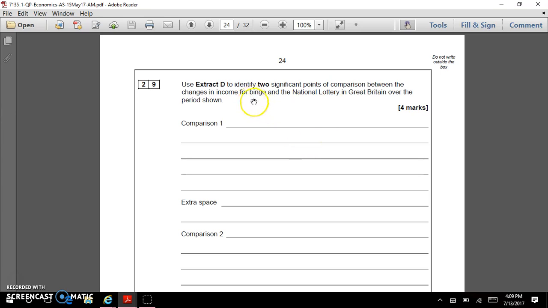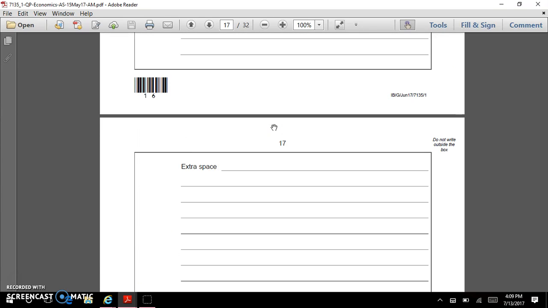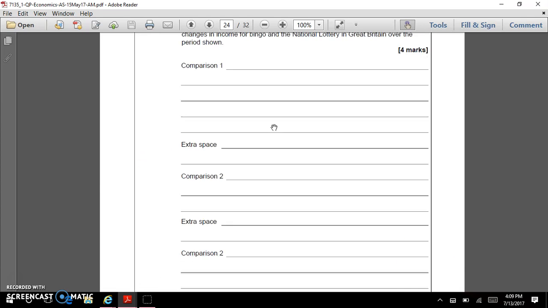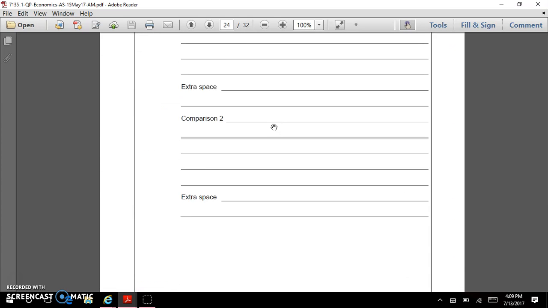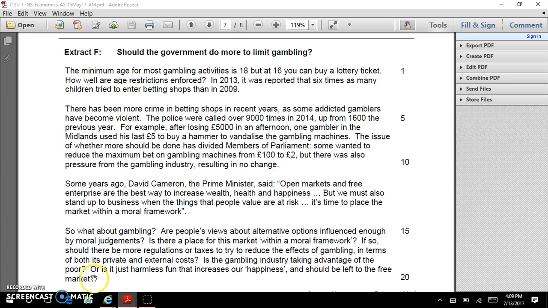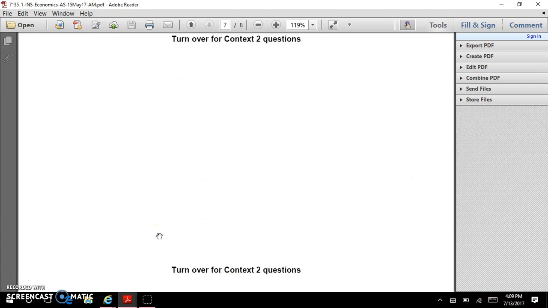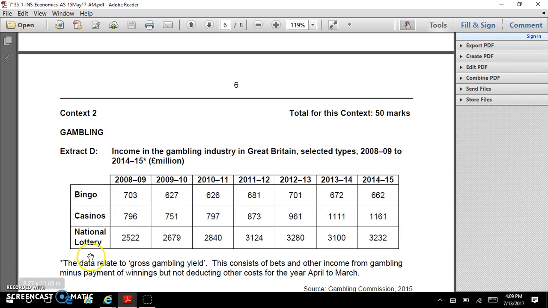What I'll ask you to look at in this case is bingo and national lottery. If we go back to the context, I'll eventually go the right way. I do this every single time. Look at the context for it. So what it's asking for is bingo and national lottery.